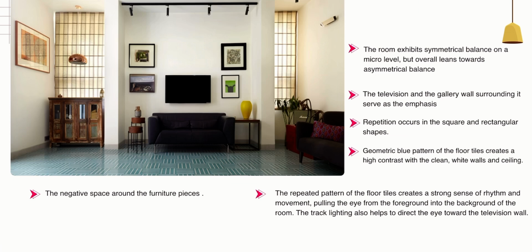The geometric blue pattern on the floor tiles creates a high contrast with the clean white walls and ceiling. The repeated patterns on the wall tiles create a strong sense of rhythm and movement, pulling the eye from the foreground into the background of the room. The track lighting also helps to direct the eye towards the television wall, the negative space around the furniture pieces.